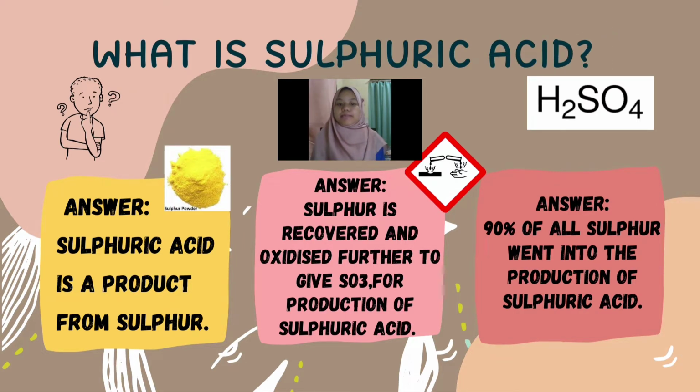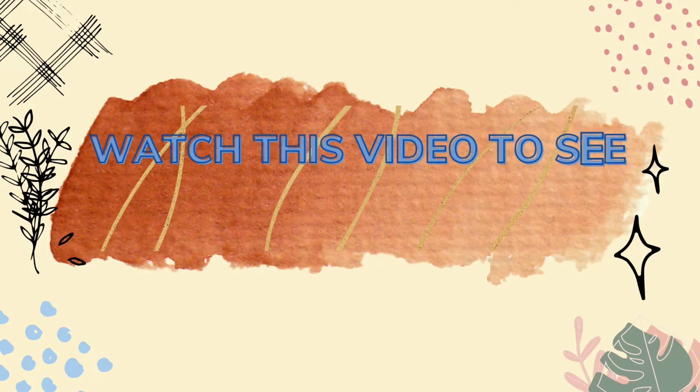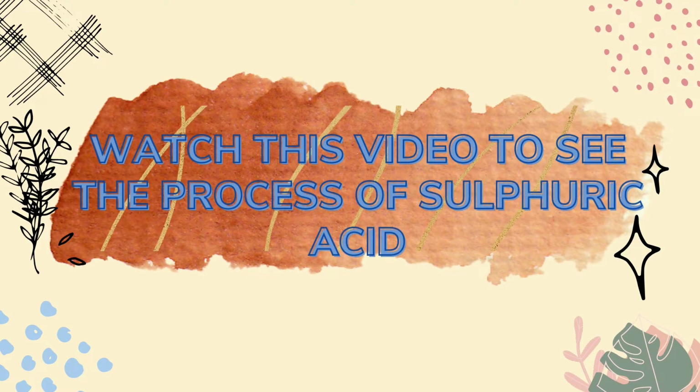Sulfuric acid is a product made from sulfur. Sulfur is recovered and oxidized further to give sulfur dioxide for the production of sulfuric acid. Sulfuric acid is made from 90% of all sulfur. Let's take a look at this video to find out more about the sulfuric acid process. Let's watch this video.